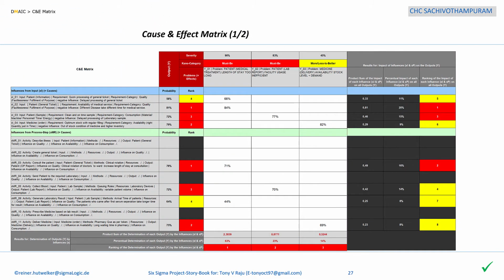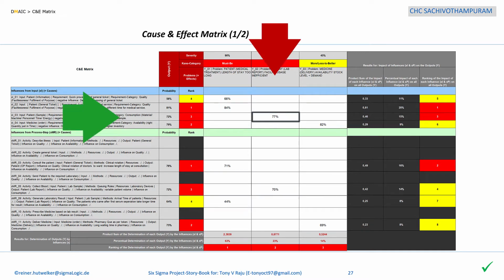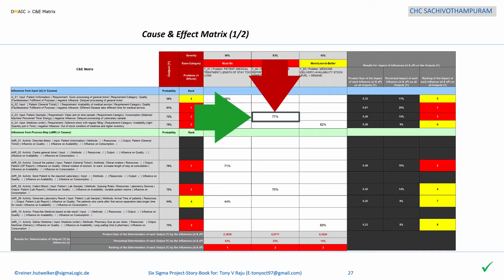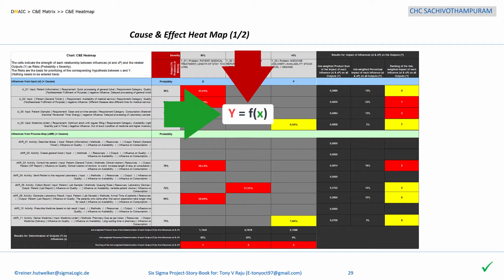Now, the experts in the team have to evaluate the strength of the relationships between the X and the Y in the C&E matrix. As a result, we obtain assumptions about the risk strength of all influence problem pairs. The corresponding C&E heat map indicates these risks in different colors. With this concretization of the central function of our project, Y is a function of X, we have arrived at the core of the project, even if these are still assumptions.